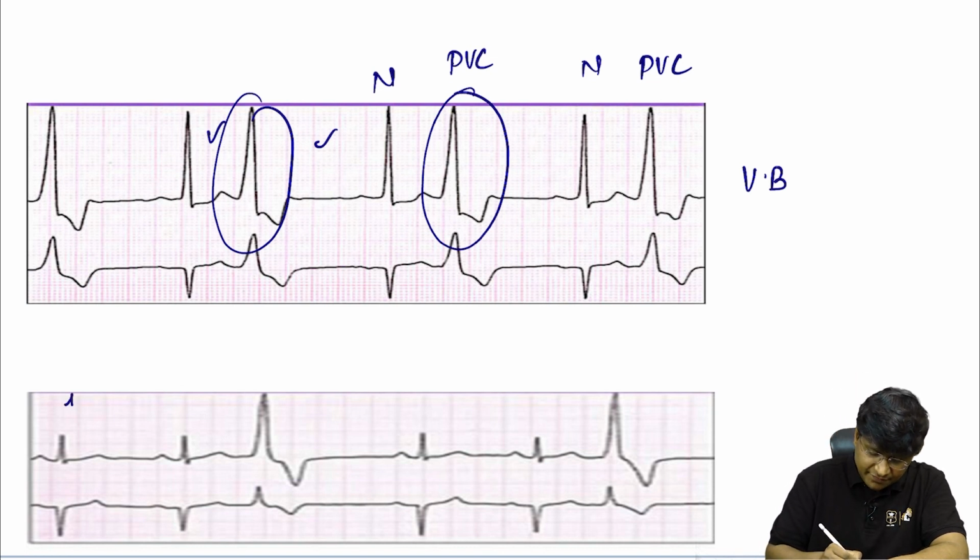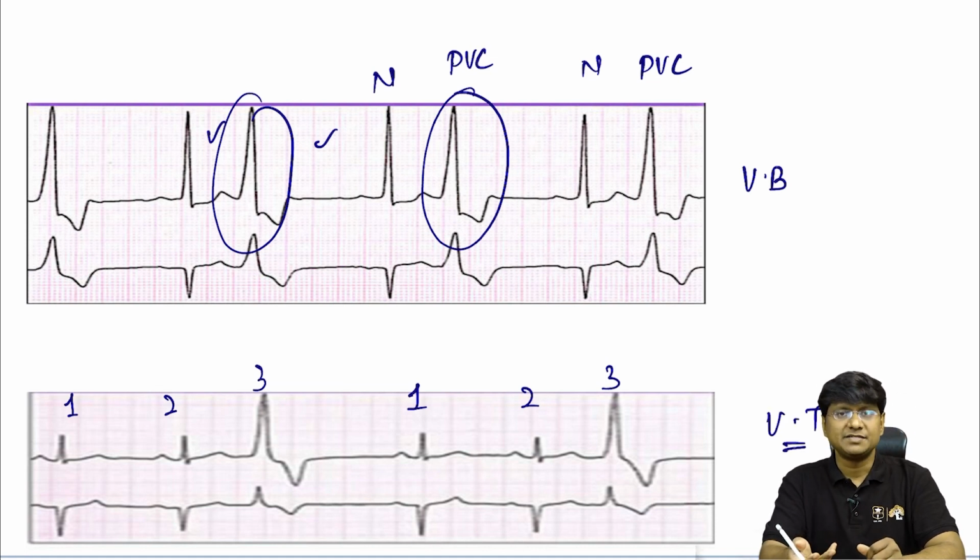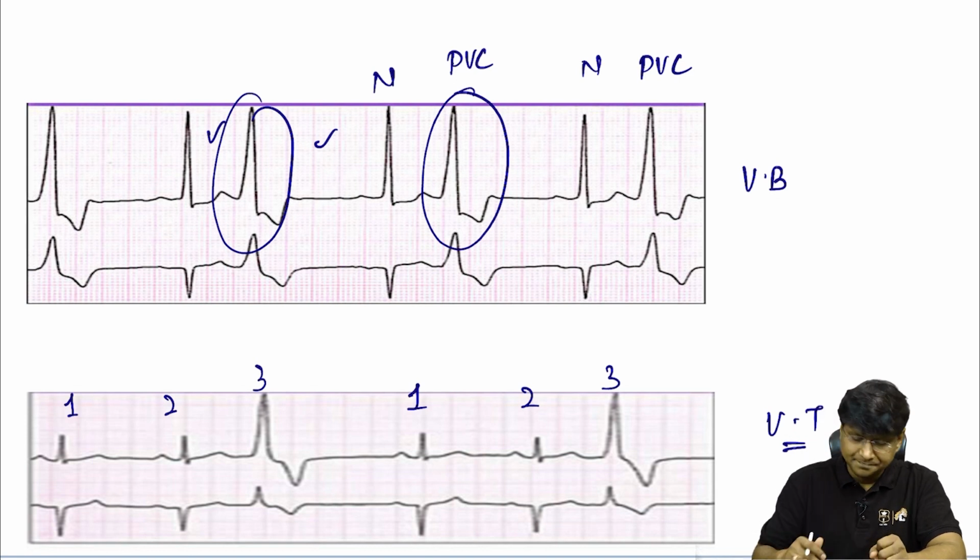Whereas here, if you observe, first and second are normal, third is abnormal. Next, first and second are normal, third one is abnormal. So this we call ventricular trigeminy. Ventricular trigeminy is where every third complex will be the abnormal complex, right?